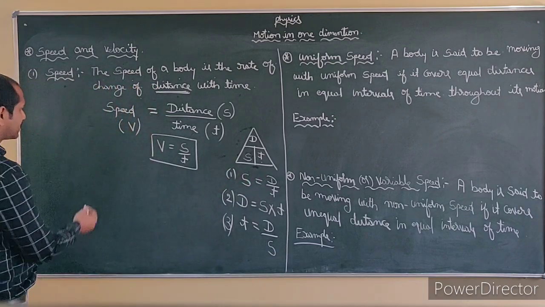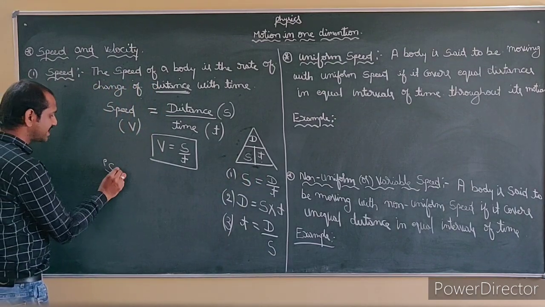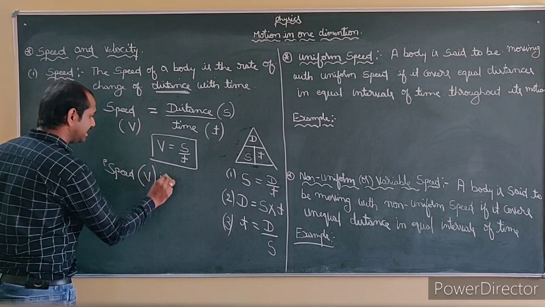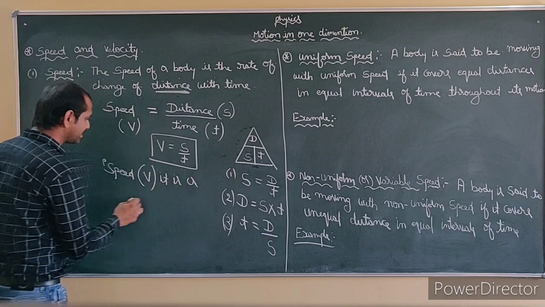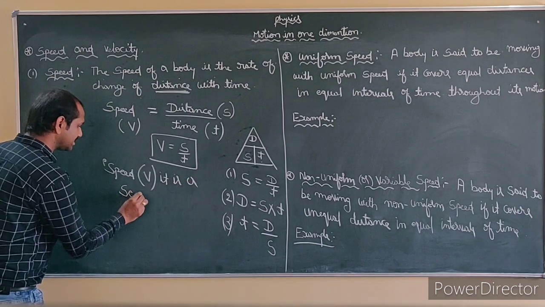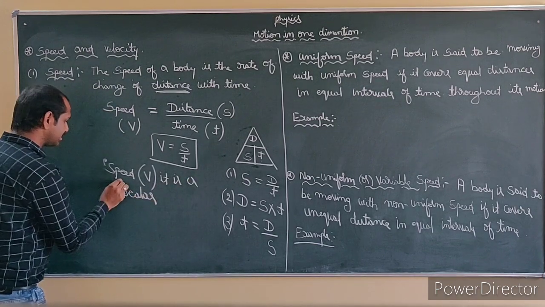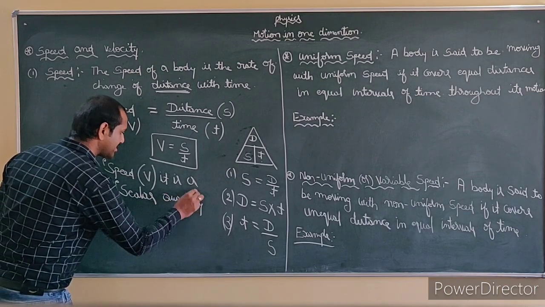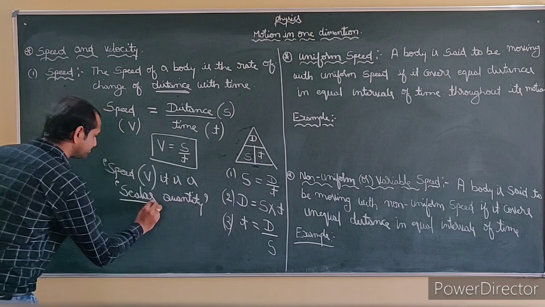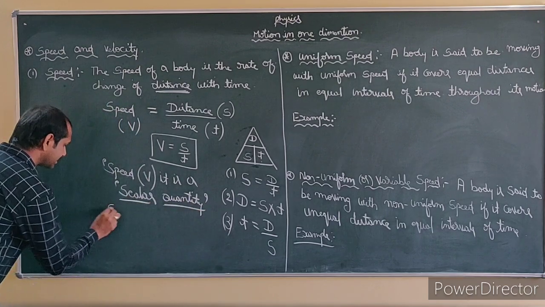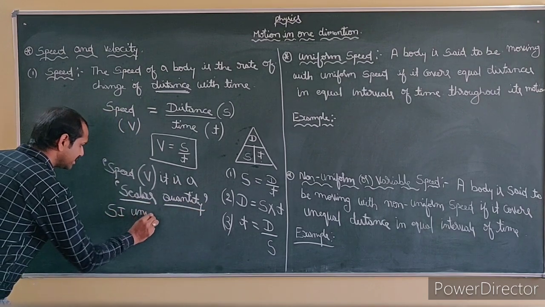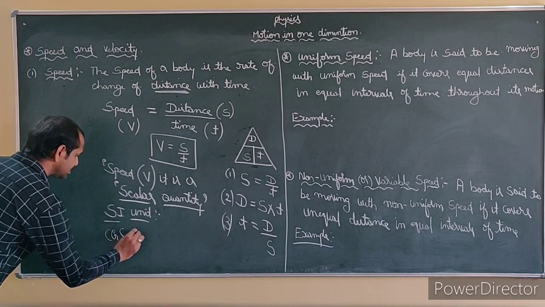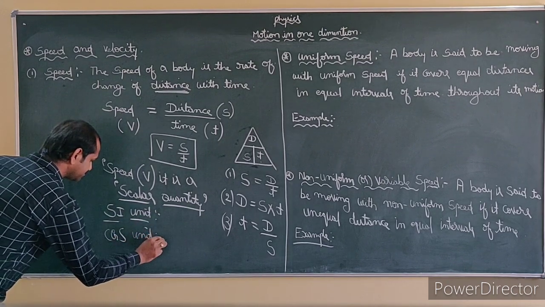Now, we know that speed is denoted with the letter V and it is a scalar quantity. It is a scalar quantity. Now what is its SI unit and CGS unit? Even that is very important. What is its SI unit and CGS unit?